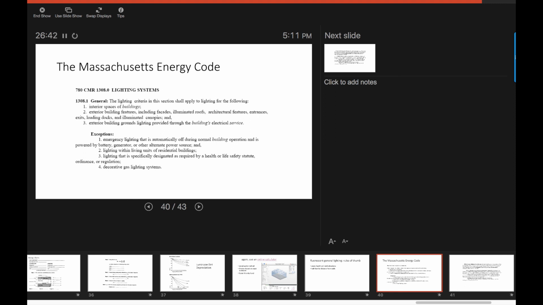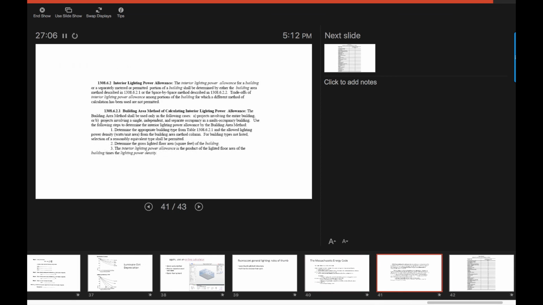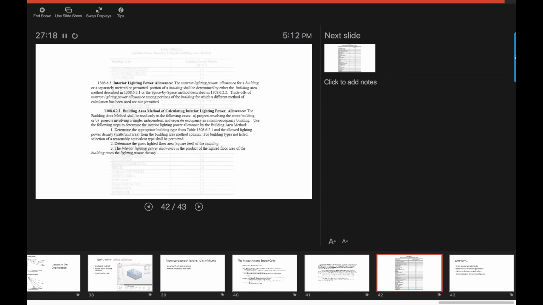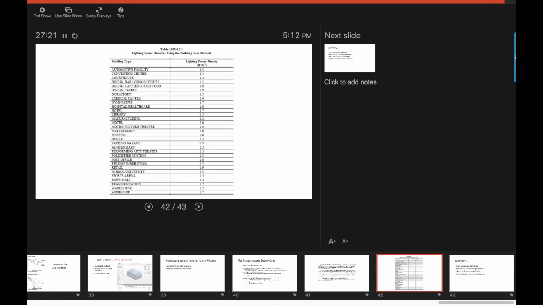The last type of calculation you do is actually pretty irritating. It's the Massachusetts Energy Code, CMR 780, Commonwealth of Massachusetts Regulations. Section 1308.1, lighting criteria shall apply to lighting for the following interior spaces. And there's a number of different things which you can read at your leisure. But basically what you get is what's called a power allowance. You're back on an allowance, and the state of Massachusetts will tell you exactly how to calculate that allowance. For most of us, we can probably leverage our software to get us this answer.